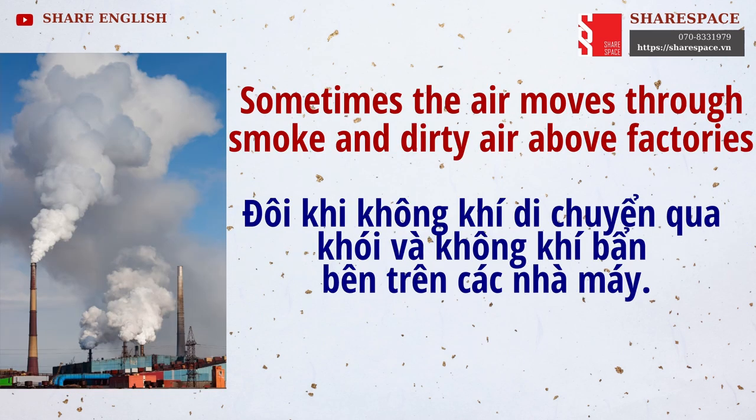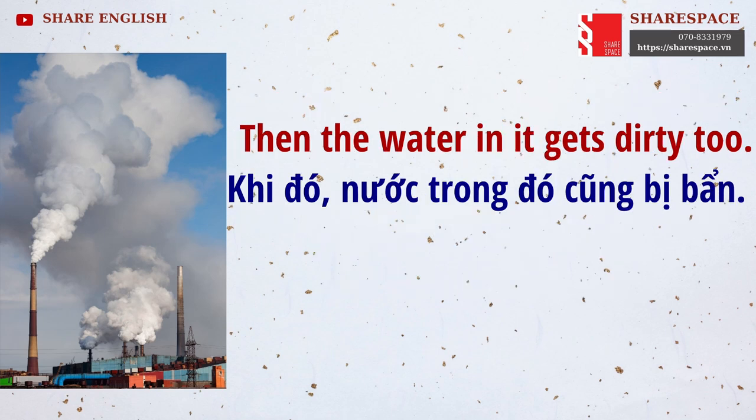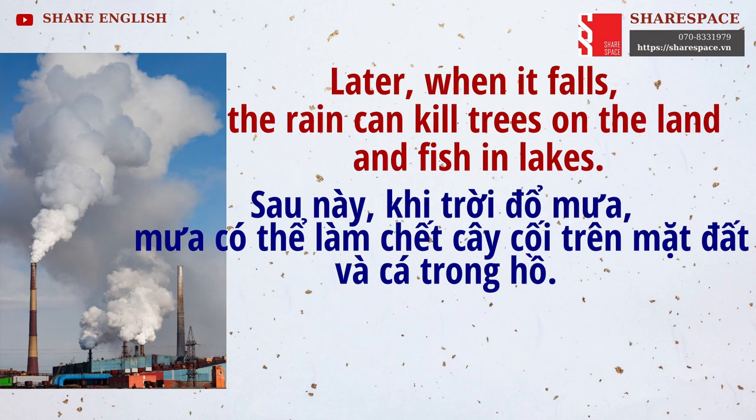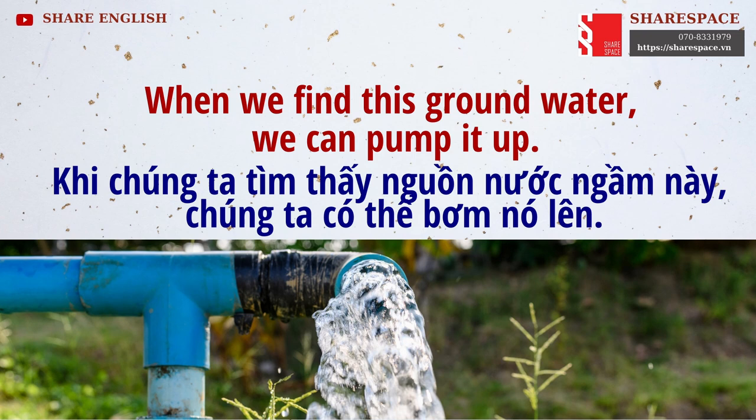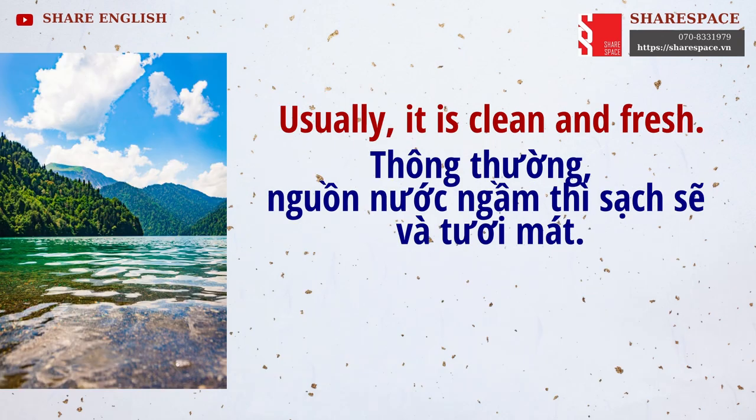Sometimes the air moves through smoke and dirty air above factories. Then the water in it gets dirty too. Later, when it falls, the rain can kill trees on the land and fish in lakes. A lot of rain runs into the ground, not into rivers, and it stays there. When we find this groundwater, we can pump it up. Usually, it is clean and fresh.